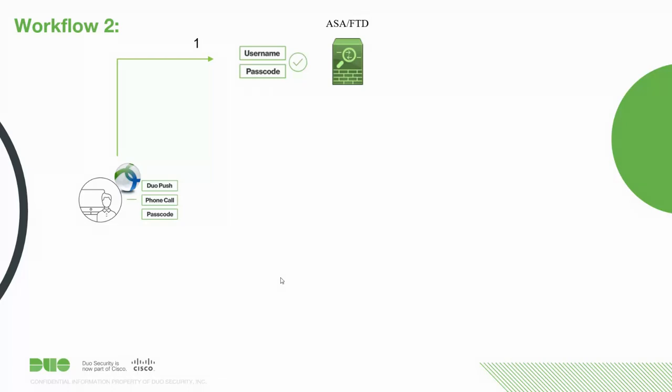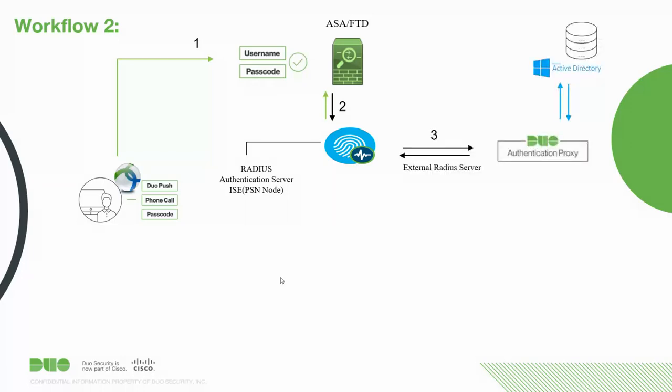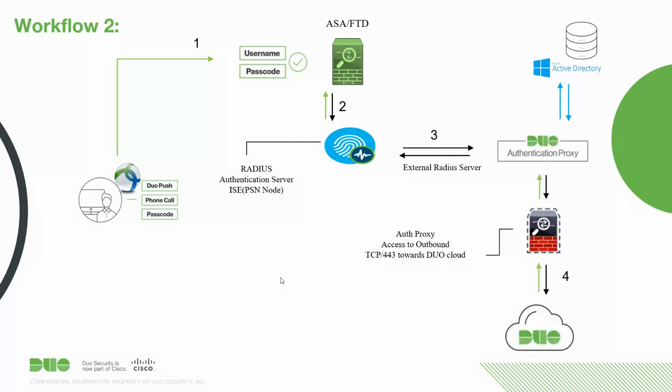So in this workflow, what we will do is configure ISE as a RADIUS authentication server. In turn, we're going to configure ISE to be pointing to an external RADIUS server, which is in this case DUO Auth Proxy, which points to Active Directory, or AD client, as a primary authentication source. So the username and password submitted in step one are given to DUO Auth Proxy and evaluated against Active Directory, and if found to be valid, DUO Auth Proxy is going to make an API request to the application for the policy evaluation to the DUO cloud.